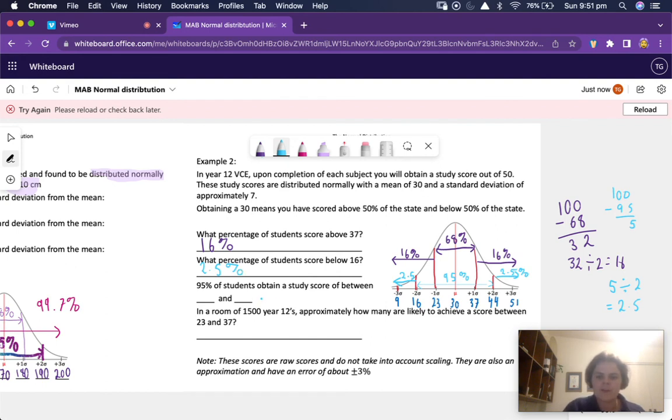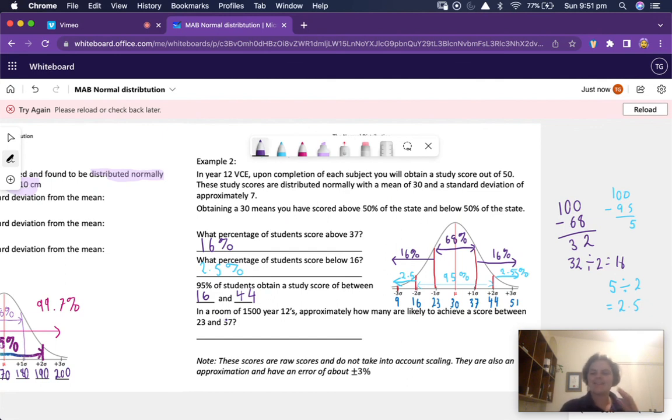95% of students will obtain a study score, well, this is just reading off. The hard bit is putting the mean in and then your standard deviations away. Once you've done that, it's interpreting. 95% of students will get between 16 and 44. So only 5% of people are getting above a 44, like 2.5%, very rare.